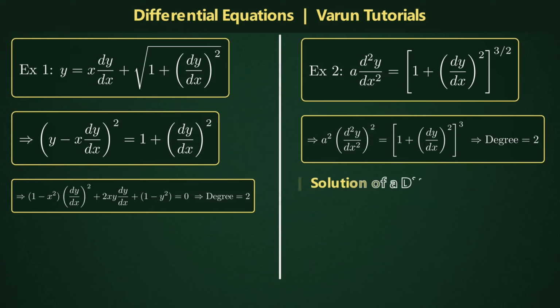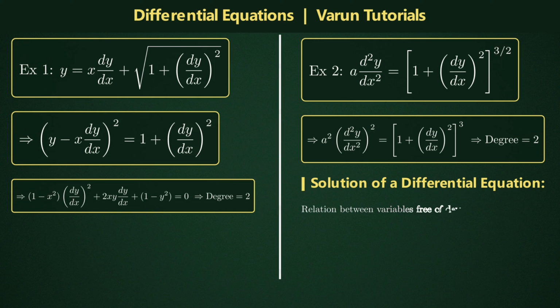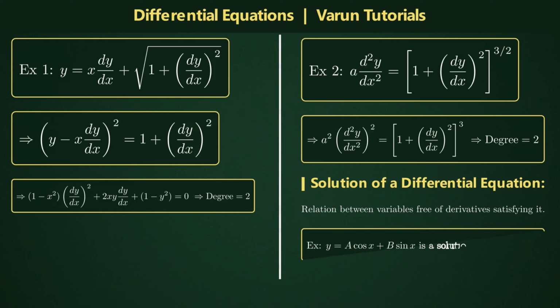Next, what is a solution of a differential equation? A solution, or integral, is any relation between the dependent and independent variables, not containing derivatives, which satisfies the given differential equation. For example, y equals a cosine x plus b sine x is a solution of the second-order equation, d squared y by dx squared plus y equals 0, for any arbitrary constants a and b.